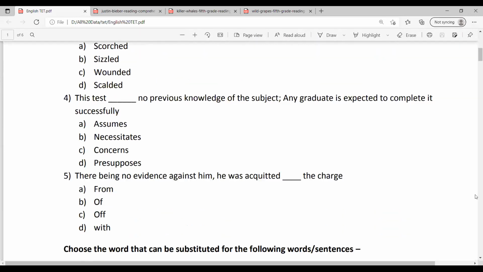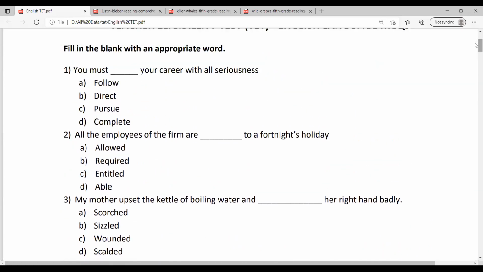Now the next one. All the employees of the firm are dashed to a fortnight's holiday. Even if you don't know, please try. I will send all this to Ma'am Cinderella so she can send it to you also. Entitled. Are not allowed to a fortnight's holiday, are entitled to a fortnight's holiday. It means you have earned it. Are entitled to a fortnight's holiday. You have earned it.